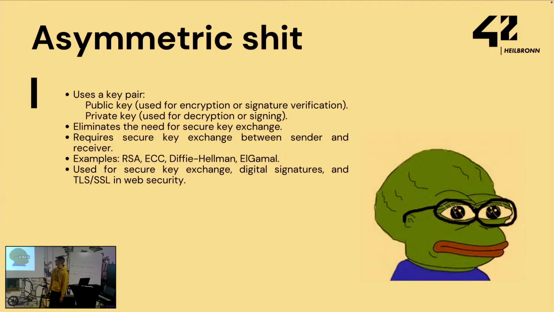So now we have asymmetric encryption. It uses a key pair. We have a public key, which is used for encryption and secure verification. Basically, if you're trying to encrypt something, you always use the public key, and if you're trying to decrypt something, you always use the private key.